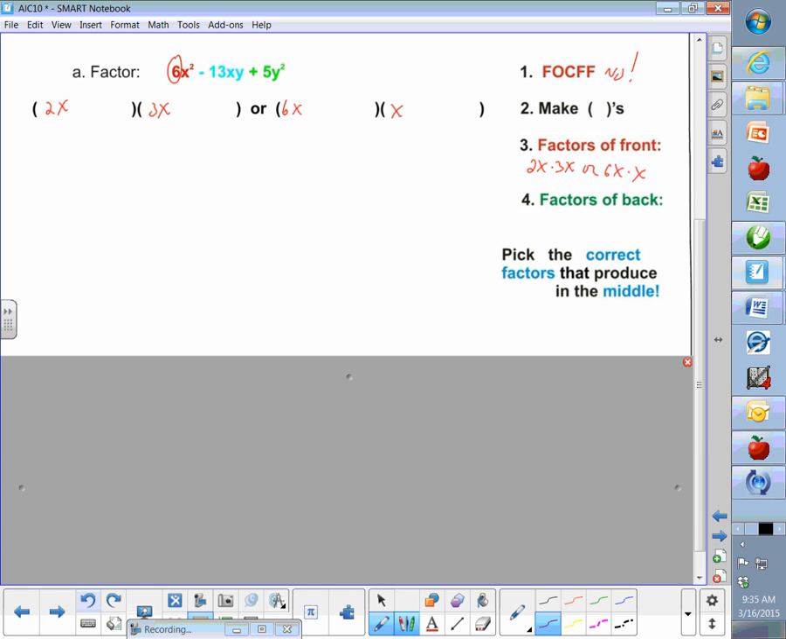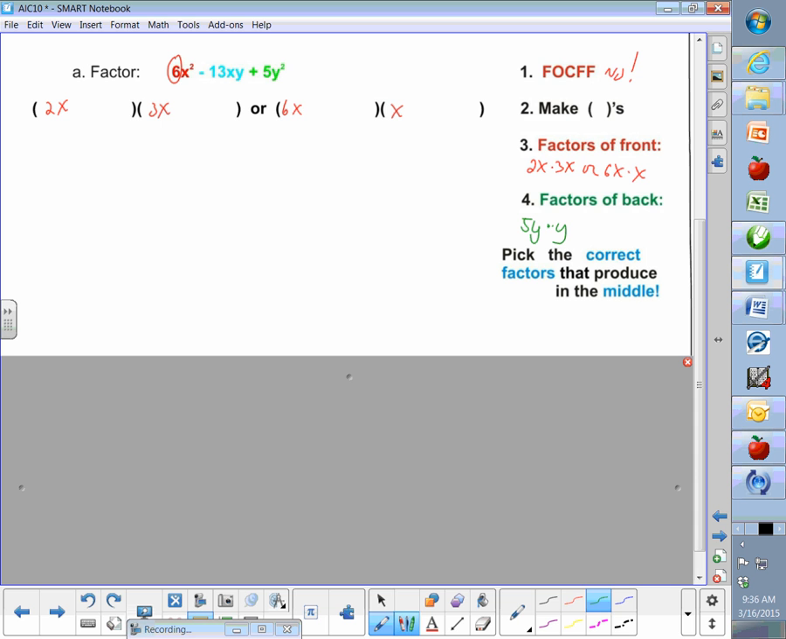Okay. Well, remember, we're dealing with back factors. Thankfully, in this one, there's only one set of possible back factors. 5y times y, right? That's the only possibility. A positive 5y times a positive 1y. So that makes life easier. Now remember, what are you after? A negative 13xy in the middle.